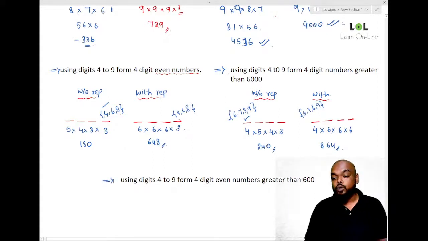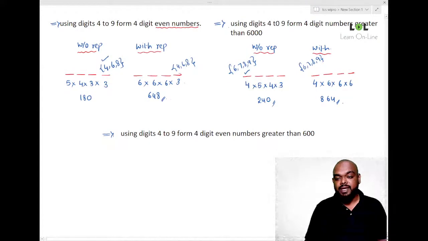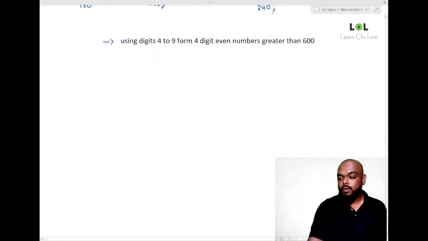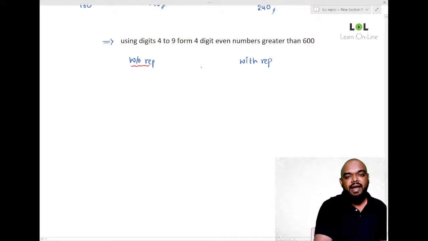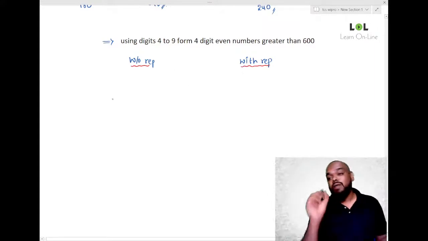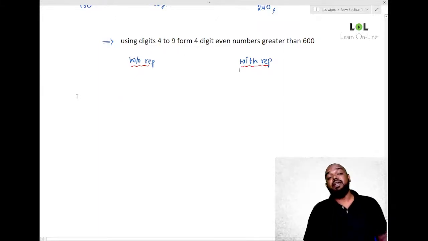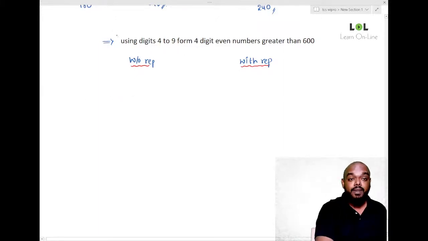So we will do 2 ways here again. 2 cases we'll get. So what are the cases? One is without repetition and the other one is with repetition. Now you tell me, what did I tell you earlier? Whenever there is an explicit condition, always start from the place where the condition is acting upon. But this time 2 conditions are there.